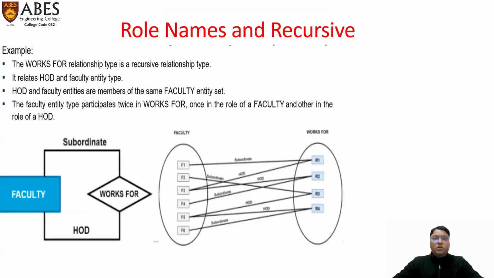Example of role names and recursive relationship. The works for relationship type is a recursive relationship type. It relates HOD and faculty entity types. You can see in the diagram. HOD and faculty entities are members of the same faculty entity set. The faculty entity type participates twice in works for, once in the role of a faculty and another in the role of a HOD.